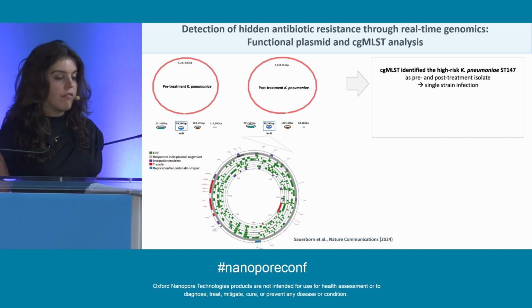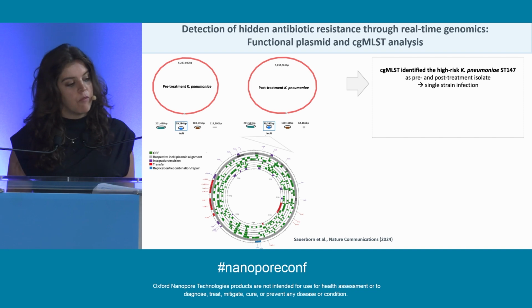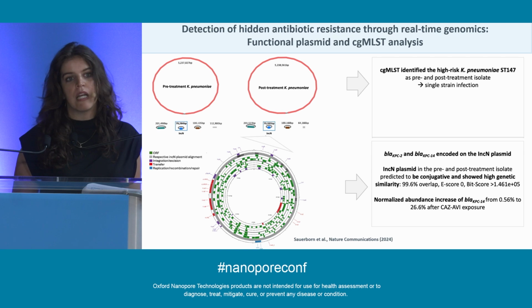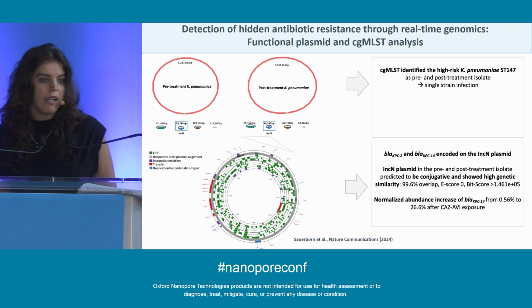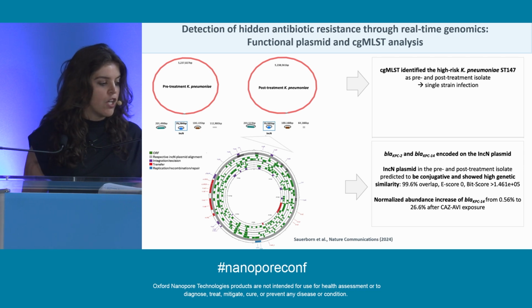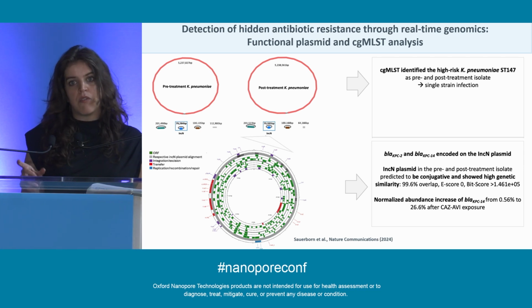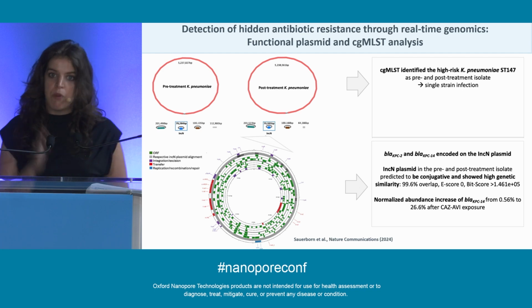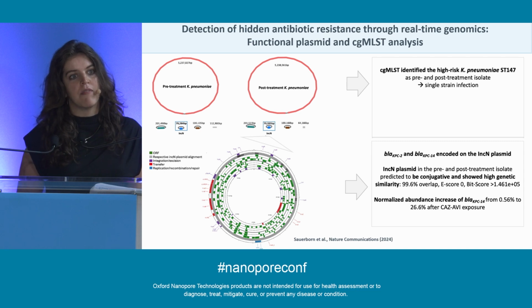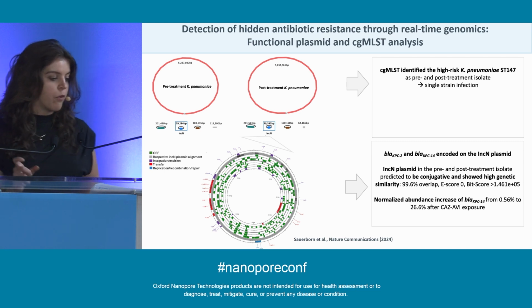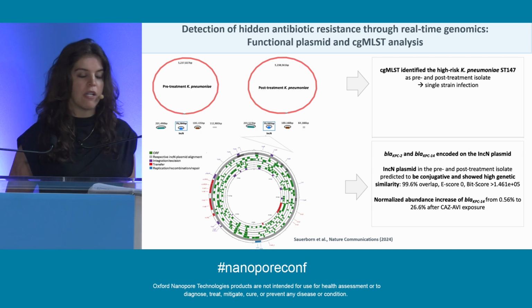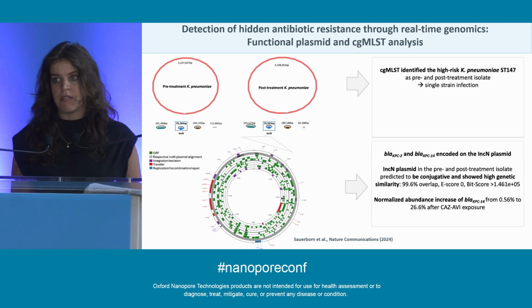When zooming in and functionally annotating the plasmids, we were able to detect that both KPCs were located on the IncN plasmid. And the IncN plasmid of the pre- and post-treatment isolate showed a lot of genetic similarity. We've also looked at the increase of normalized abundance of KPC14 before ceftazidime-avibactam treatment and after, as it encodes ceftazidime-avibactam resistance, and we were able to detect an increase in normalized abundance from 0.56 to 26.6% after ceftazidime-avibactam exposure.